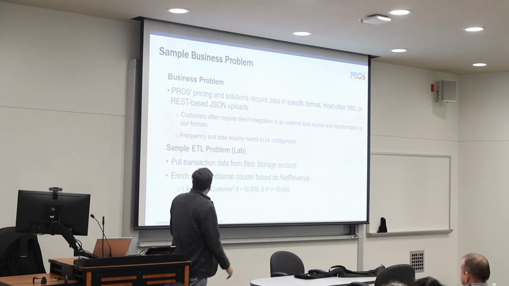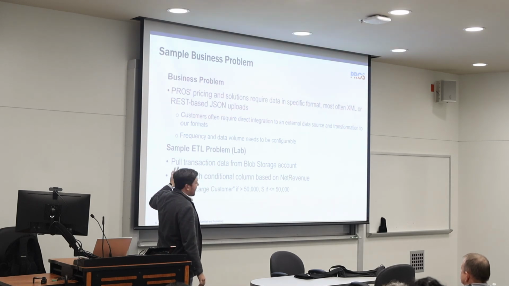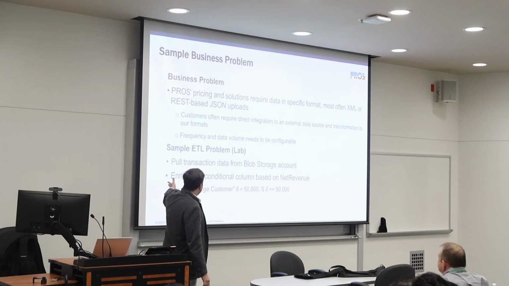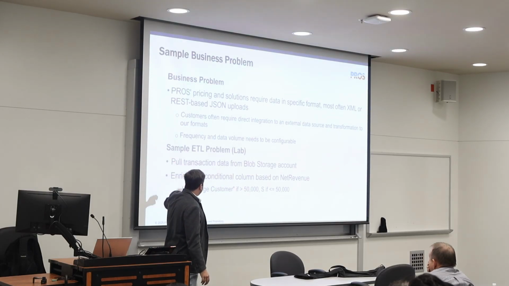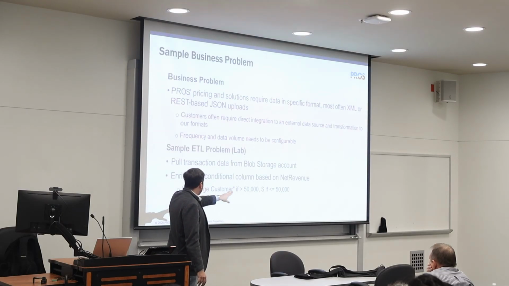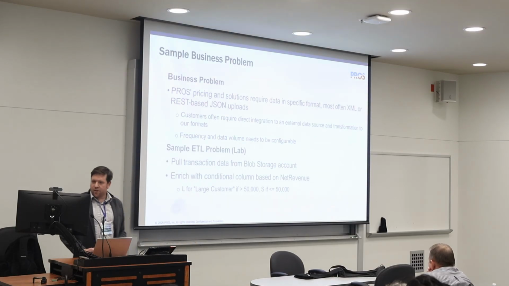Pretty standard. And then I just put a sample ETL problem, an exercise that you want to do on an existing solution just to get more comfortable with the Fabric interface. So pull the transaction data from a blob storage account and then enrich with a conditional column, say like L for large customer, if they have a revenue greater than 50,000 or not.